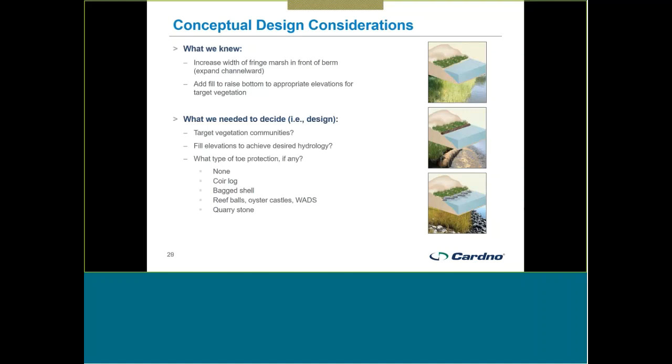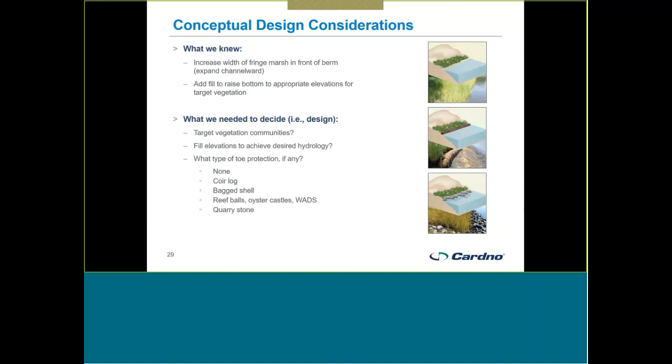So we started off, as I mentioned before, with the conceptual design, and we really looked at, well, what do we know? And then what do we need to figure out? So we knew that we couldn't grade the slope back because we didn't have enough width. Remember, we had about 10 feet of berm intact remaining width. So we really knew that we wanted to build a bigger shoreline, and we knew we had to build out into the channel. So what that told us is we're raising the bottom elevation.